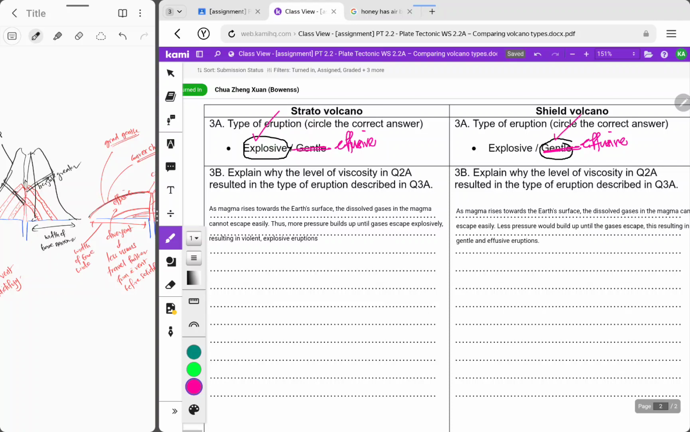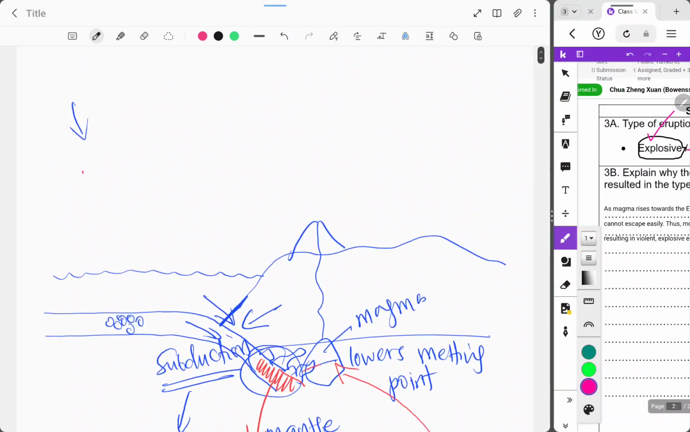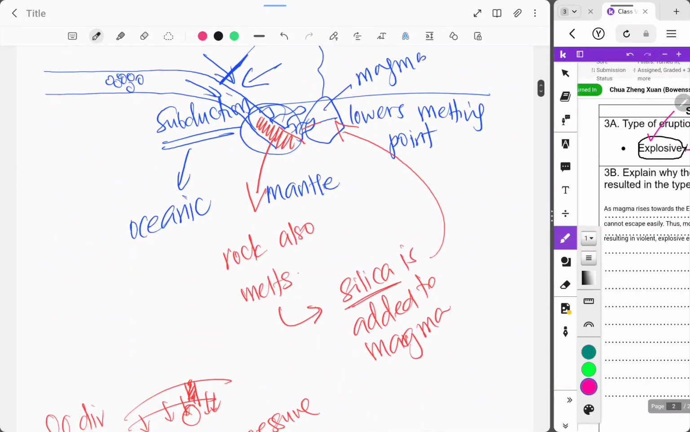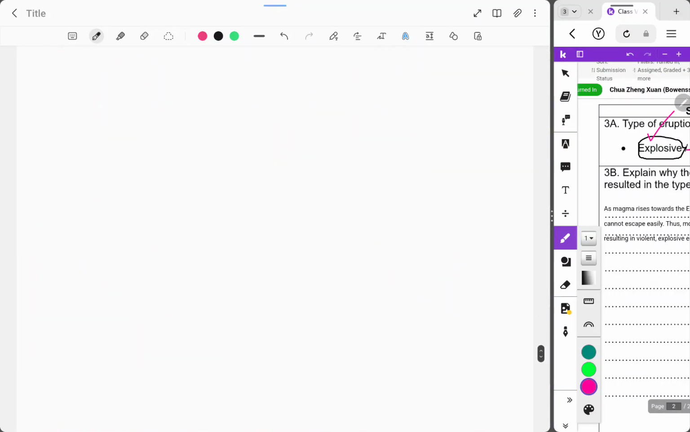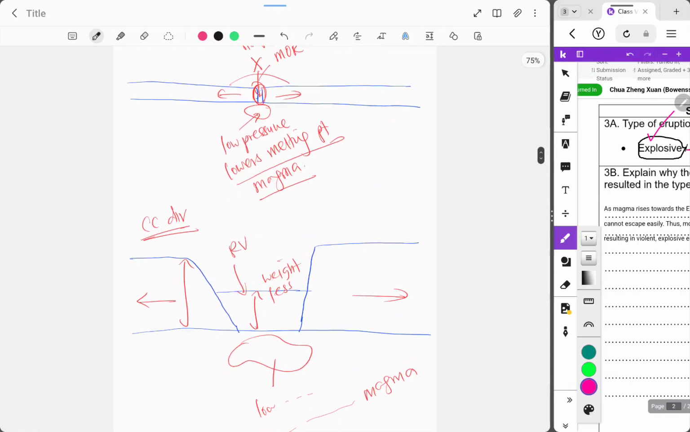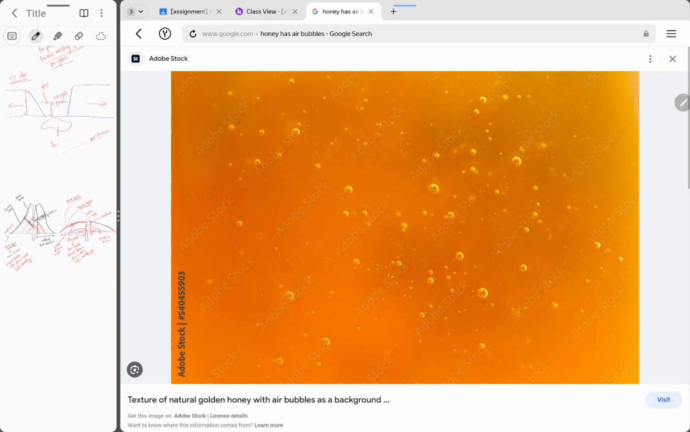Okay, then let's talk about their viscosity. Because this viscosity, like I mentioned just now about whether it's hand sanitizer or honey, it has to do with the amount of air. You see here, the reason why the lava is less dense to begin with is because of the presence of air. Makes it easier for it to want to go up. That's the reason why, if you take a look here, this is honey. You can see in any jar of honey.